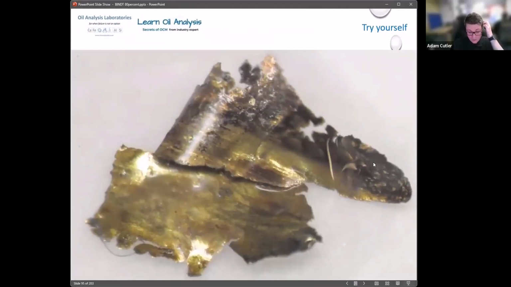This is an interesting one. This is called laminar wear. So the particle has actually broken off. It started off as a fatigue chunk, and then it's gone back through the system after breaking off and been rolled over in the opposite direction, as you can see here.